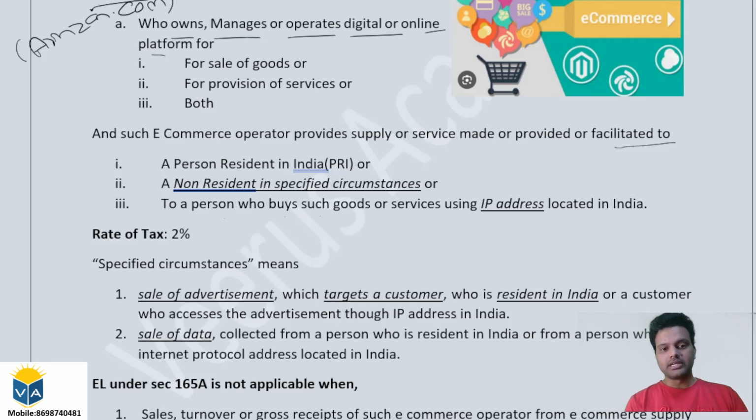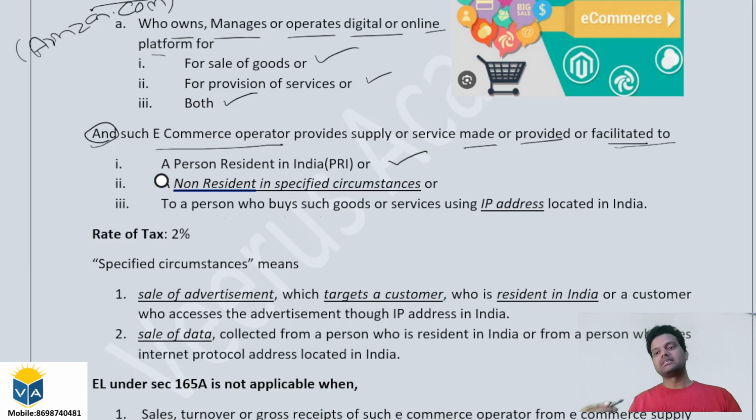Another important note here is that this particular section is applicable to e-commerce operators only. Okay, who owns, manages, operates digital or online platform. For what? Sale of goods, provision of services. Both are covered. Whether it is goods or services, both are covered. And such e-commerce operator provides supply or services made, provided or facilitated to: to whom are they providing services? First, a person resident in India.